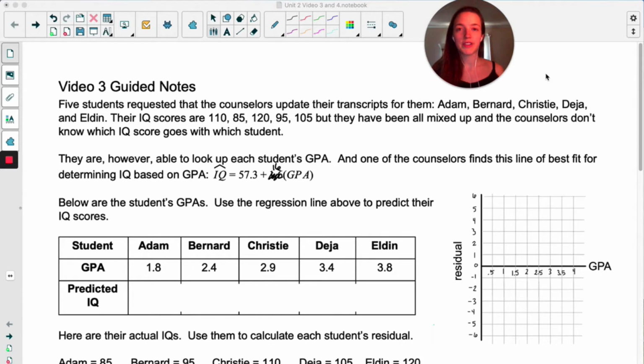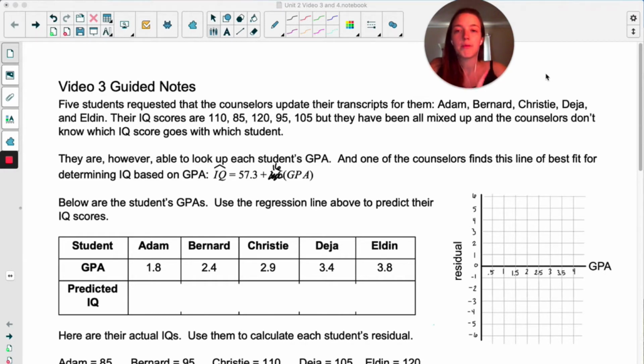All right, so we're going to do this activity that you can mostly do on your own, and then I'll just show you what you've done. It's going to walk us through the 3 different tools we can use to decide if our model is good or not. Here's the premise. We have 5 students, alphabetical. We know their IQ scores, but they've been mixed up, so we don't know whose is whose. And the counselors are trying to figure out whose score goes with who.